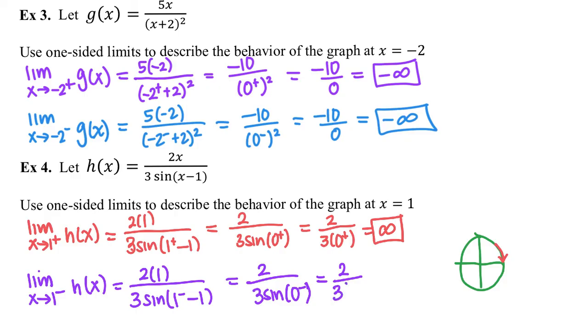Okay, now if I do sine of 0 coming from the negative side, I'm going to approach 0 on the unit circle from the negative side. So from negative pi over 6 or something like that. So from quadrant 4, I'm going to go up and approach the 0. Because I'm coming from where the y's are negative, I'm approaching 0 from the negative side. So the behavior of the graph is it's going to go down on the left side of x equals 1.